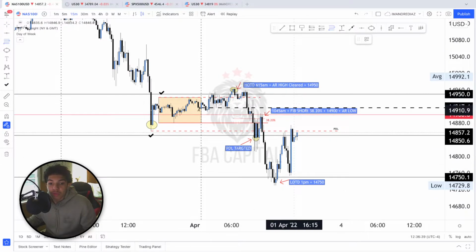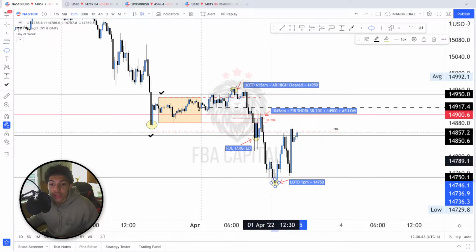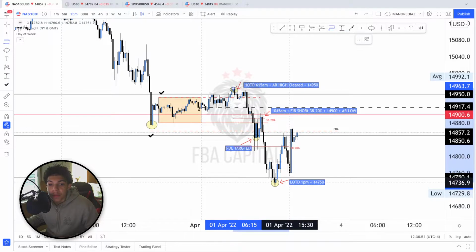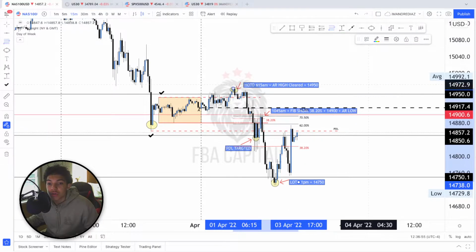So now we're going to take our Fibonacci tool again. And now this is going to be an important low because this is the current range. So from this high to this high, that's the current range that we're in. So we're going to simply draw our fib once again. And in this case, the 38.20% is not being respected. So we're going to check our normal fib now.